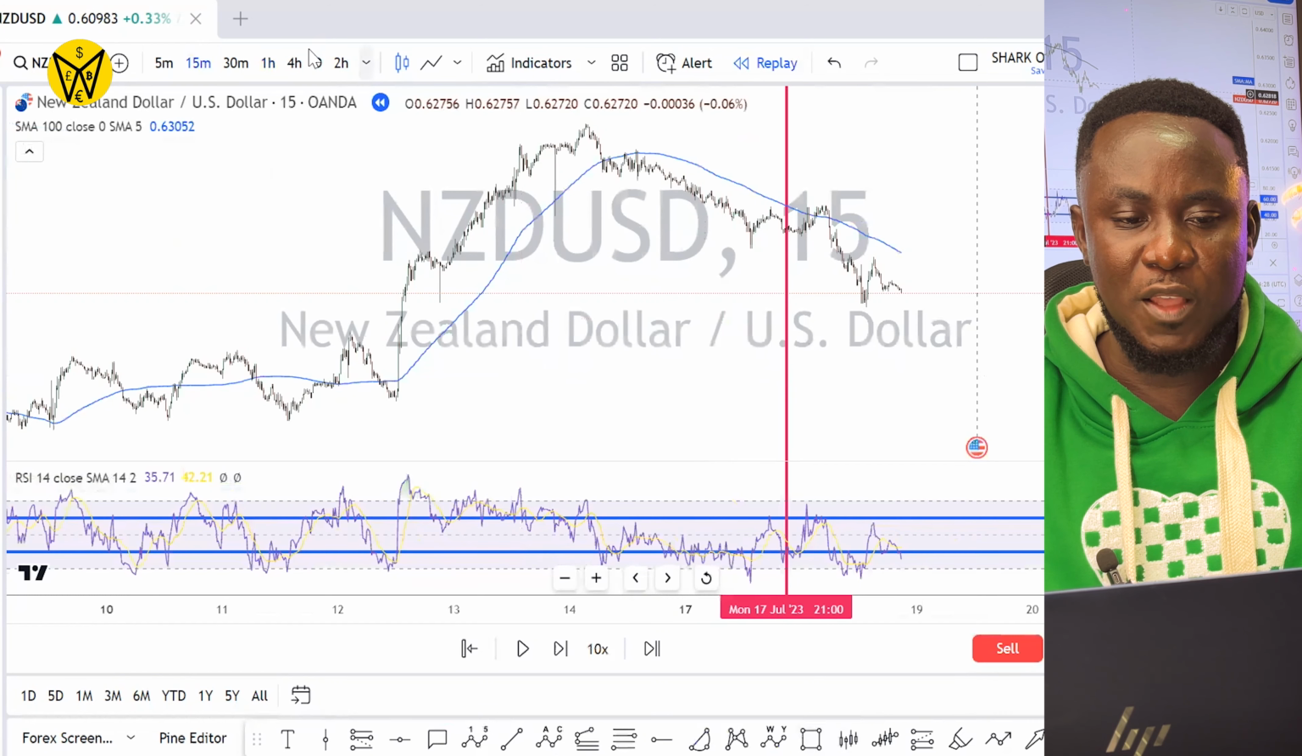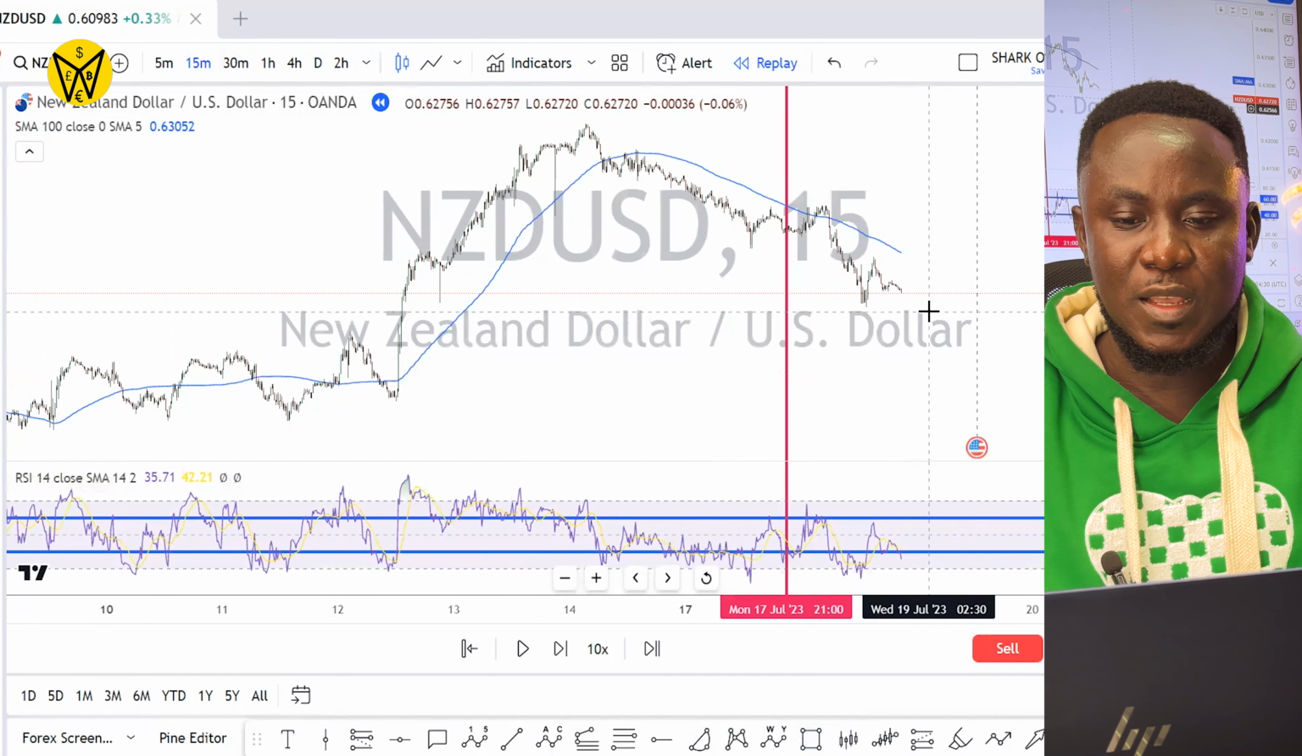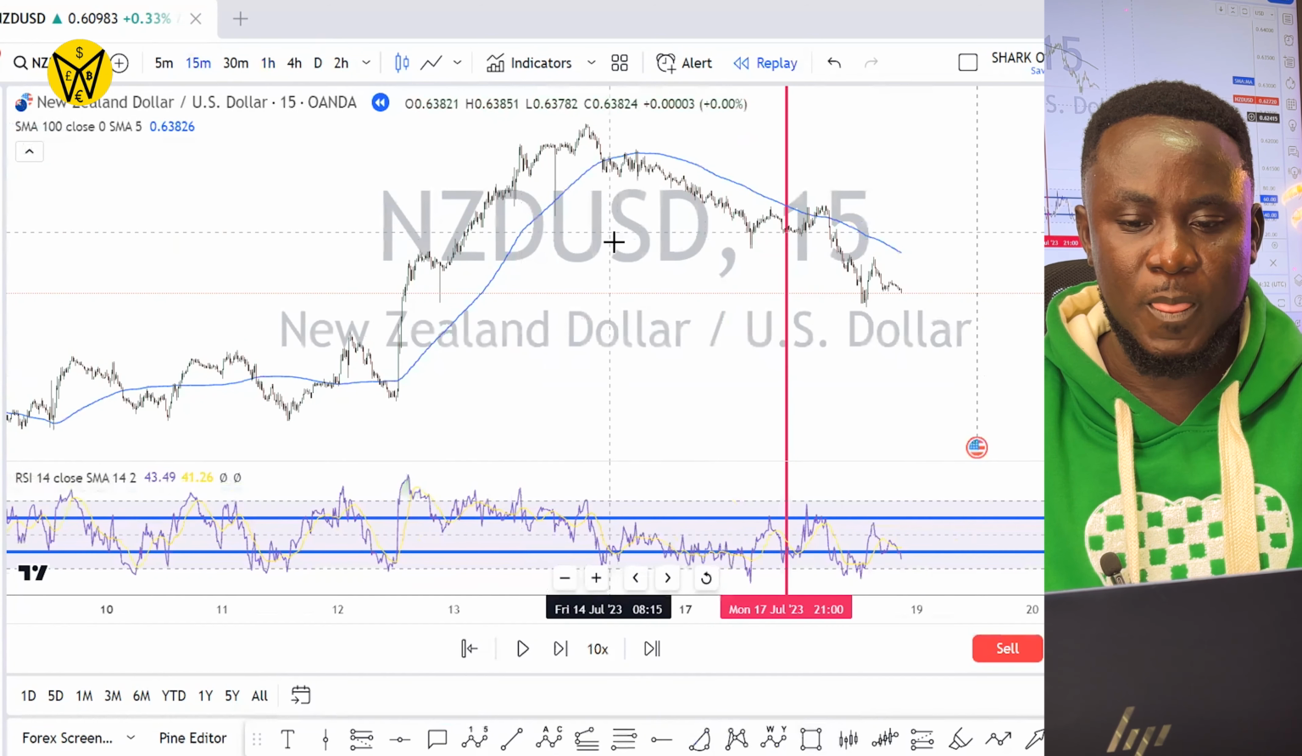So what you'll be looking out for in the 15 minutes is basically price action. So for example, we have a price action over here.